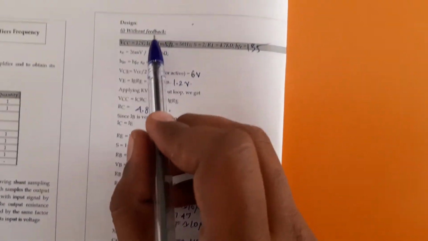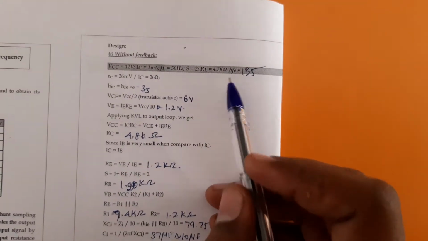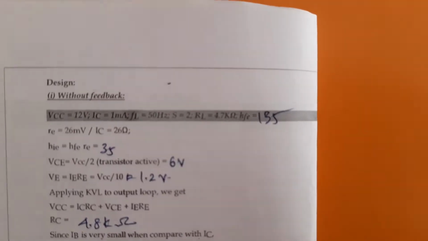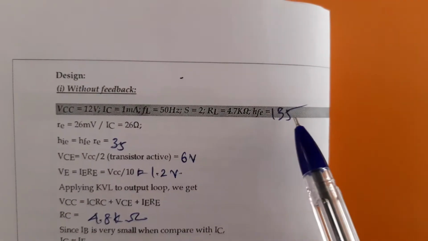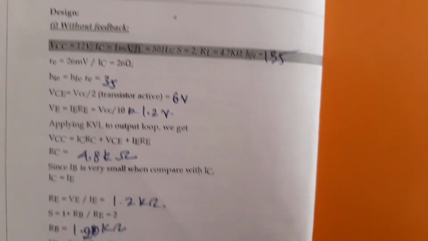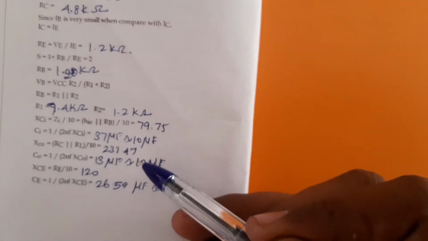Design the current series feedback amplifier. In that we assume the hFE value of 135. With the 135 value we can find out the values of R1, R2, RC, RE and CE, and finally we design the current series feedback amplifier.